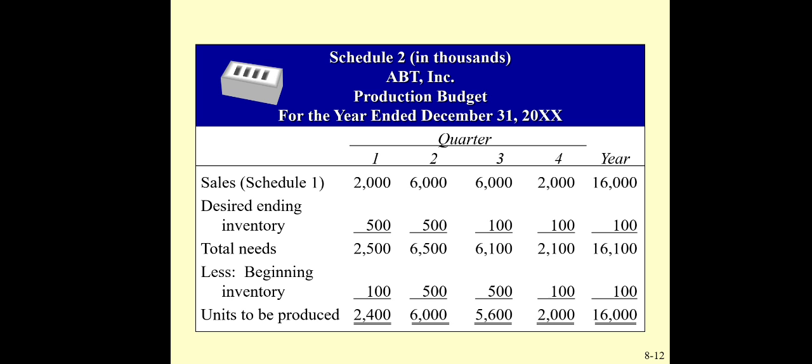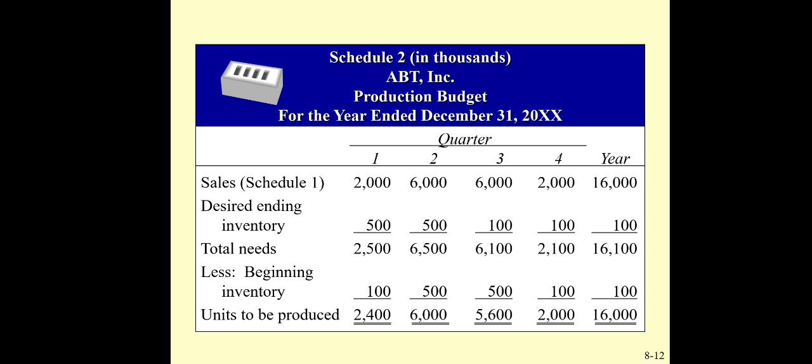For the year, total sales quantity is 16 million. And then desired ending inventory is 100,000. Where is the 100,000 units coming from? From the ending inventory in quarter 4. The ending inventory in quarter 4 is the ending inventory of the year.